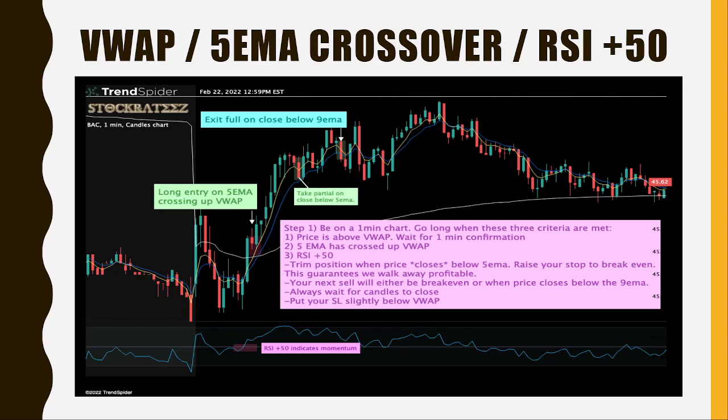If you're trading SPY, QQQ, or futures, that's a great technique for small gains that happen relatively quickly with an easy system. And yeah, your stop loss is going to be below the VWAP if it fails that.